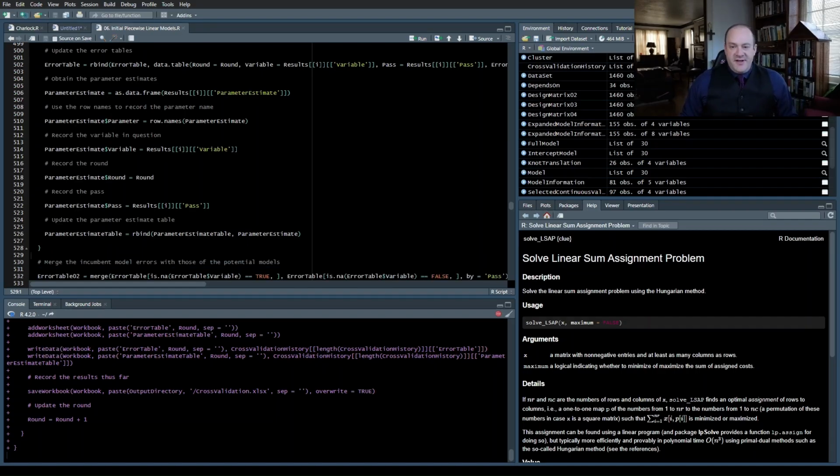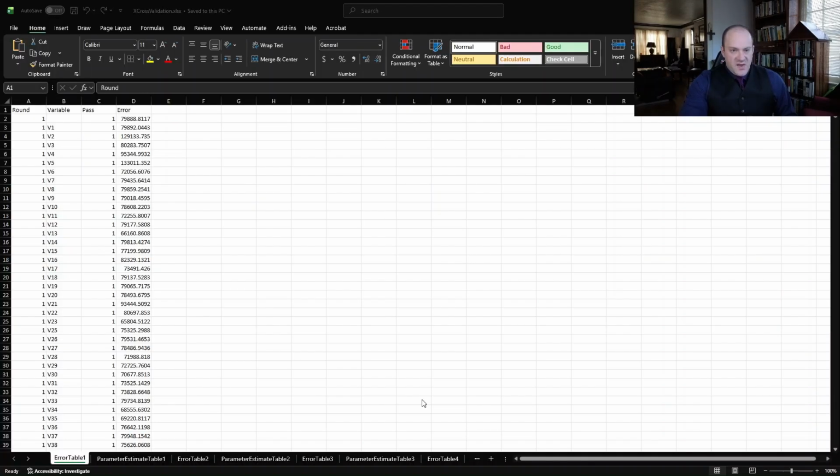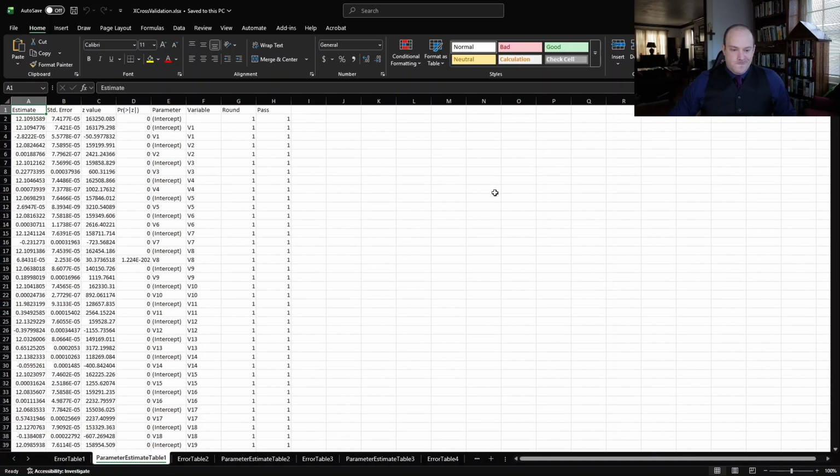So if we go and look at our good friend, Mr. Excel, I already have the output from this because I ran this previously. This is what the output looks like, a single round of this. A single round produces one error table and one parameter estimate table.